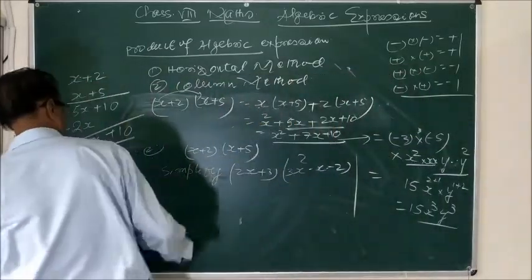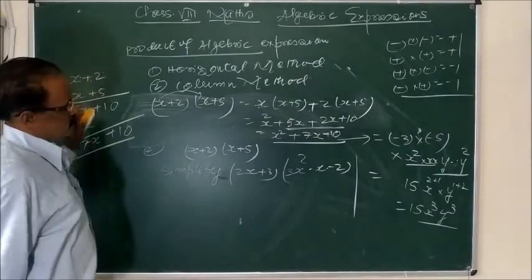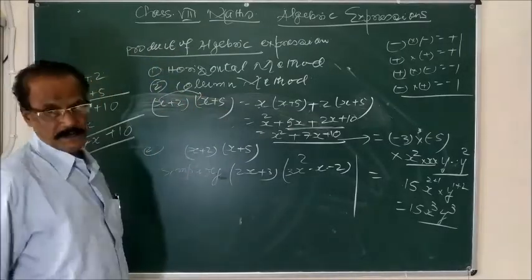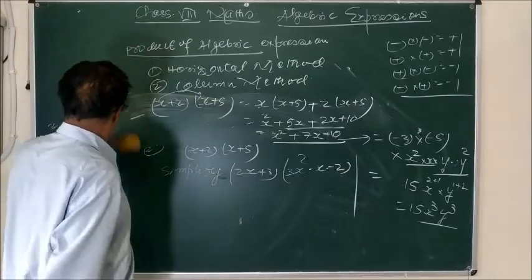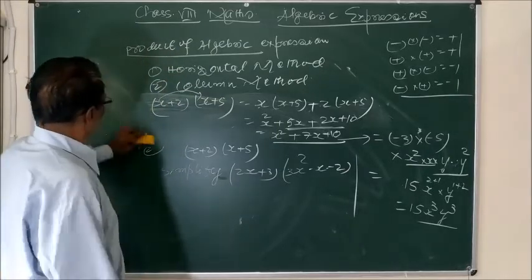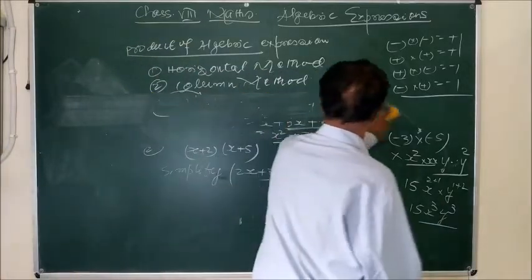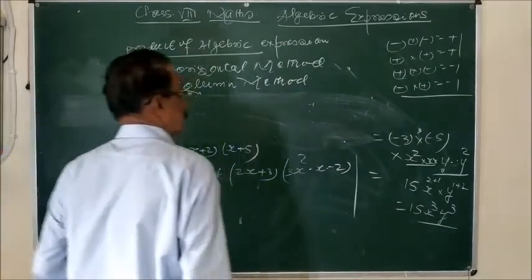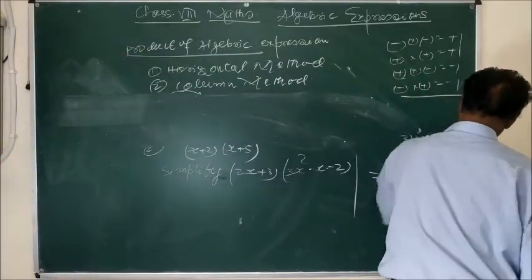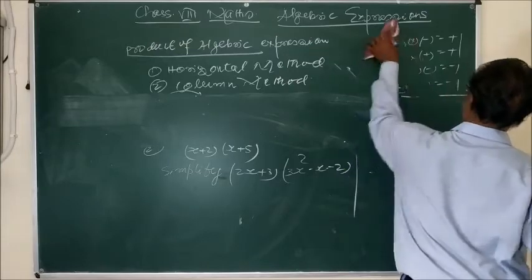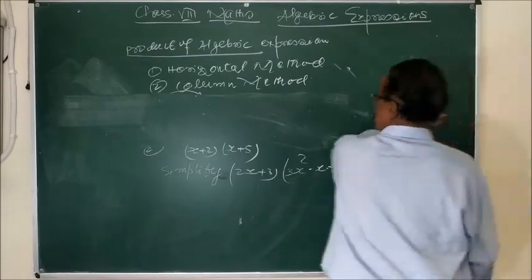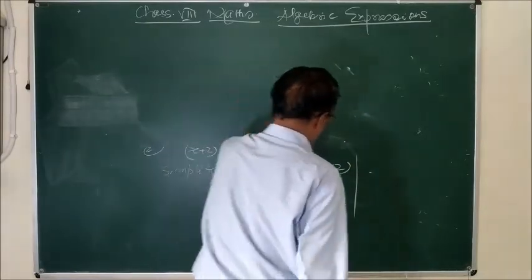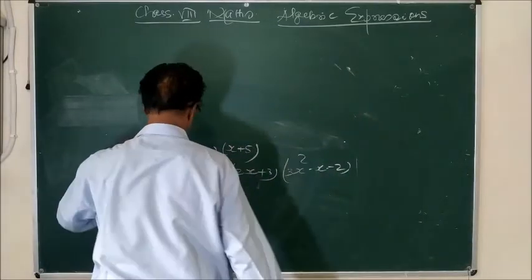One more question, you have to simplify. So this is the column method, and this method is called the horizontal method. Understand? Now one question you have to learn. How will you simplify? Simplify means if there is a sign of into, you have to find the product, and if there is a sign plus, you have to find the sum. So this is the meaning of simplification.